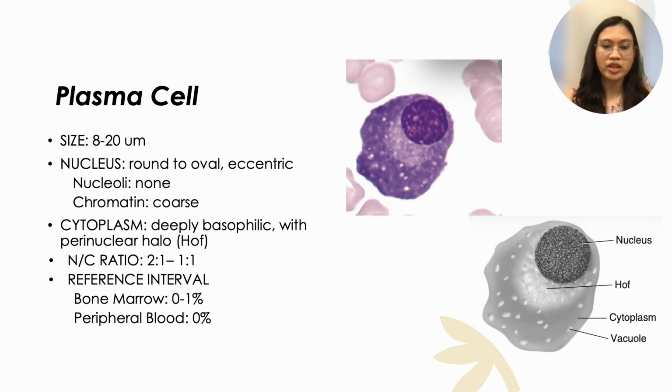And ultimately, when the B cells come in contact with an antigen in the secondary lymphoid organs, they undergo cell division and produce memory and effector cells. Effector B cells are plasma cells. Plasma cells are the cells responsible for the production of antibodies, which are important in humoral immunity. So for the characteristics of the plasma cell, they will have a round to oval eccentric nucleus with a coarse chromatin pattern and a deeply basophilic cytoplasm with a perinuclear halo known as hof.